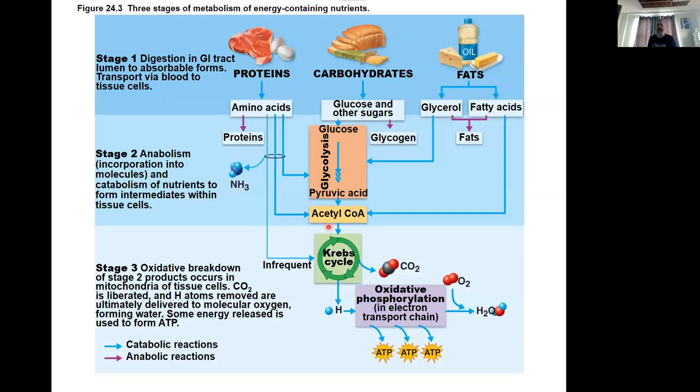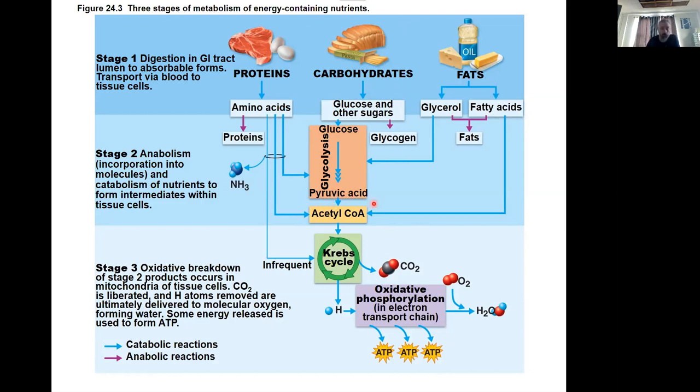So what does all this look like? The most common way, and the one we're going to start with, is carbohydrate metabolism, which is starting here and working our way down all the way through here. Basically, we take our carb and we break it down into glucose. If we start with glucose, we can go right in here. If we have a different form, fructose or whatever, we have to convert it to glucose first. Then we can go through the process of glycolysis, where we break that down into pyruvic acid.